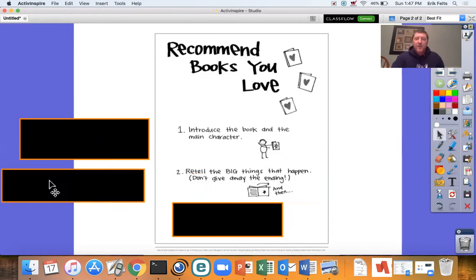The second, retell the big things that happen, but don't give away the ending. So if I were to recommend this book, I would say, I love the story The Lost Button because Frog and Toad went on a walk, and then Toad realizes on the walk that he loses a button. So Frog and Toad are on their walk, they're looking around, and they find a bunch of buttons along the way. And as they're going, Frog is saying, hey Toad, is this your button? And Toad is like, no, that's not my button. But then instead of just leaving the button there, Frog actually keeps the button in his pocket.